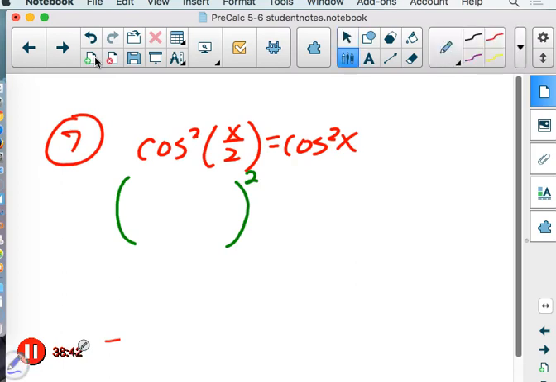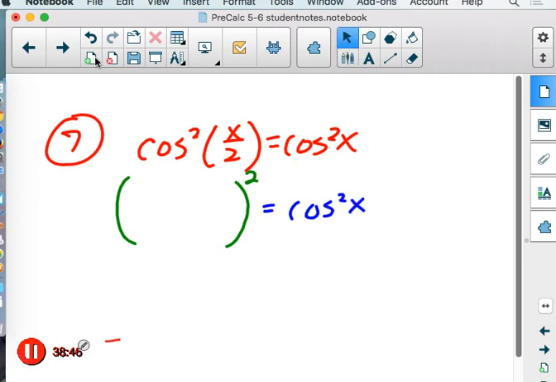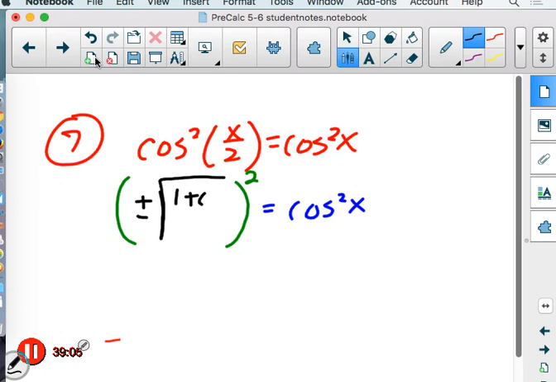So take a look on your sheet and see if you can find something that would be relatively good to square that we have for cosine squared u over 2 on your sheet. Do you see it? Kind of a monster. Plus or minus square root of 1 plus cosine x over 2. Kind of a monster.